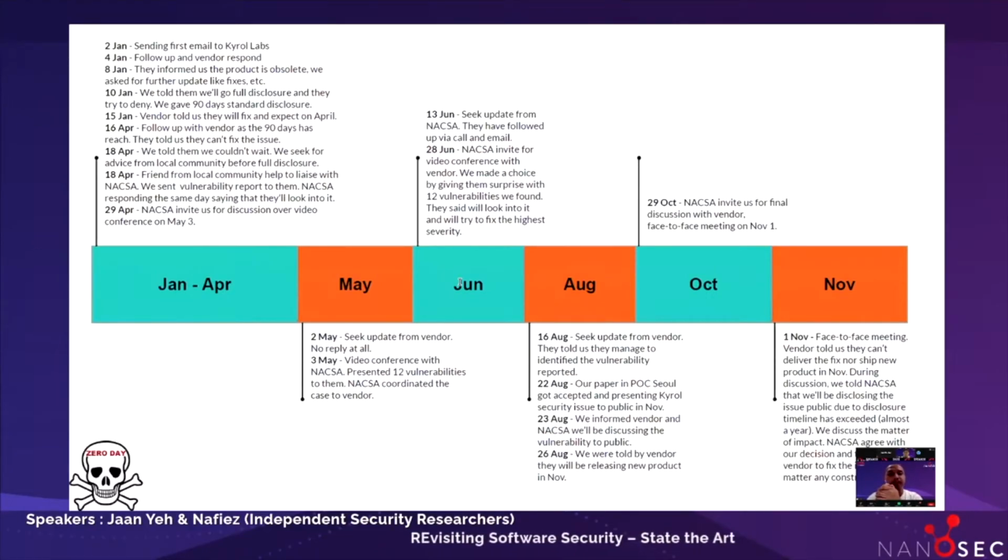And on June 28th, we were invited again to a video conference with the vendor. This round, we presented them with 12 vulnerabilities. It was a surprise for them, because we wanted to see how they would respond to it. And they said they will look into the higher severity ones. Of course, we agreed with it.